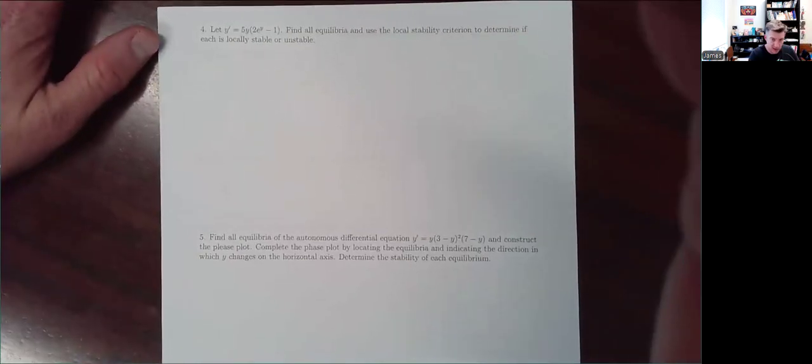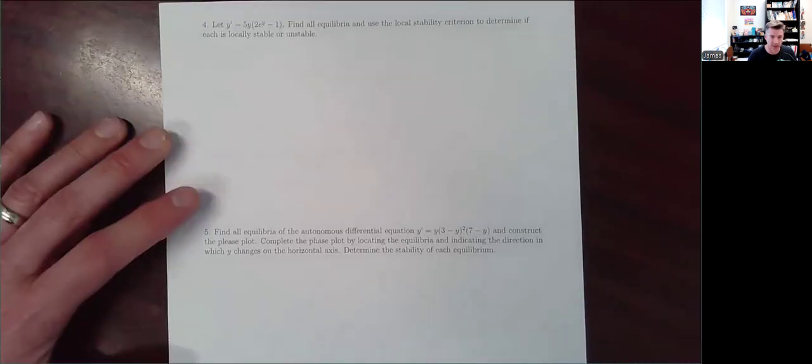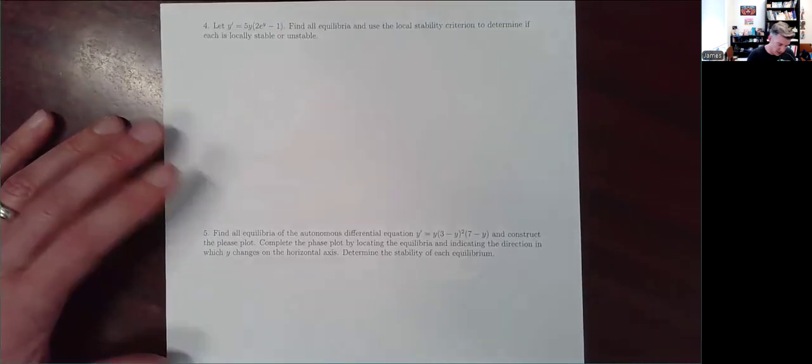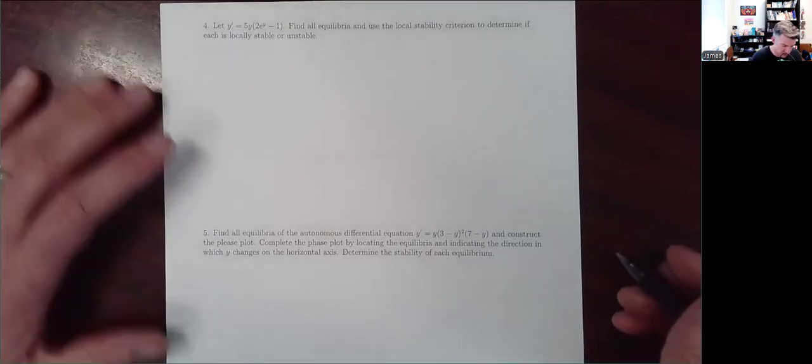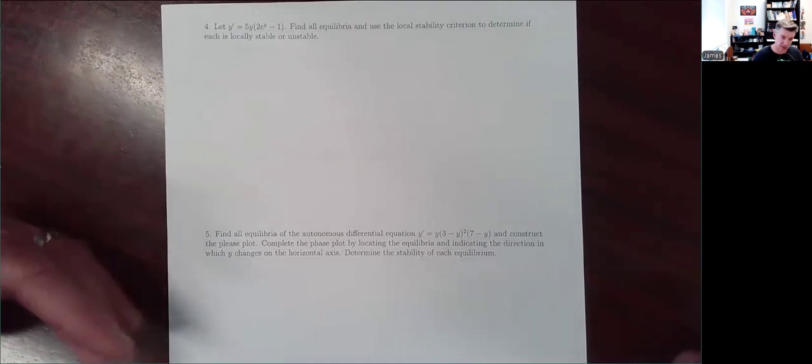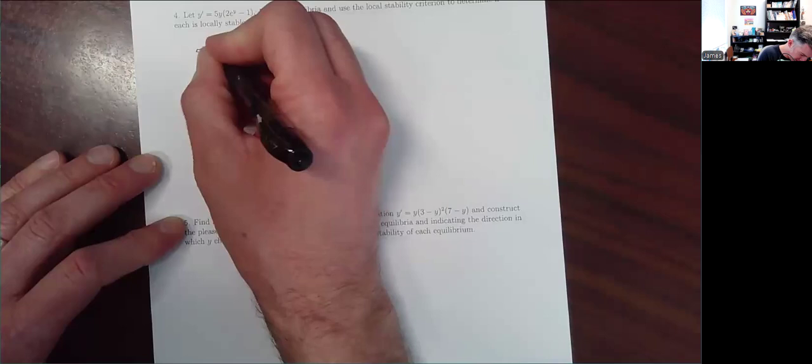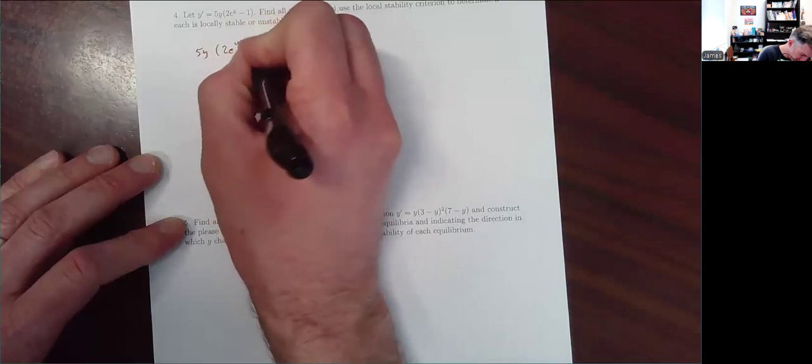Next question says, let y prime equal 5y times 2 e to the y minus 1. Find all equilibria and use the local stability criterion to determine if each is locally stable or unstable. So to find the equilibrium, we're going to set this whole thing equal to 0. So 5y times 2 e to the y minus 1 equal to 0.